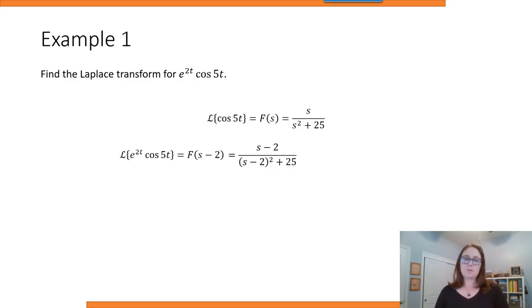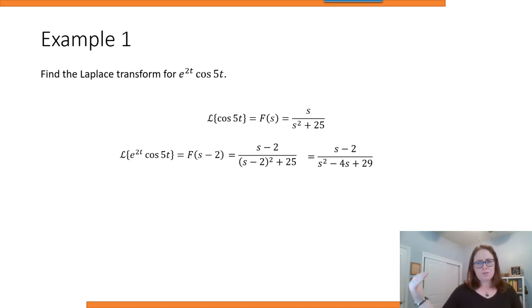It can be particularly helpful when you're going backwards. So if I had the one we ended up with here, I can look at that as a translation and find the Laplace inverse and get back to that e to the 2t times cosine 5t without too much difficulty. Oh, and I can simplify this by distributing out the s minus 2 squared, and then I get the completely simplified version.